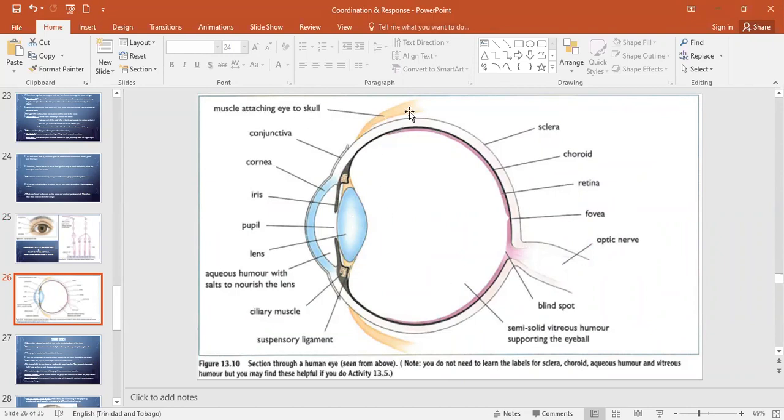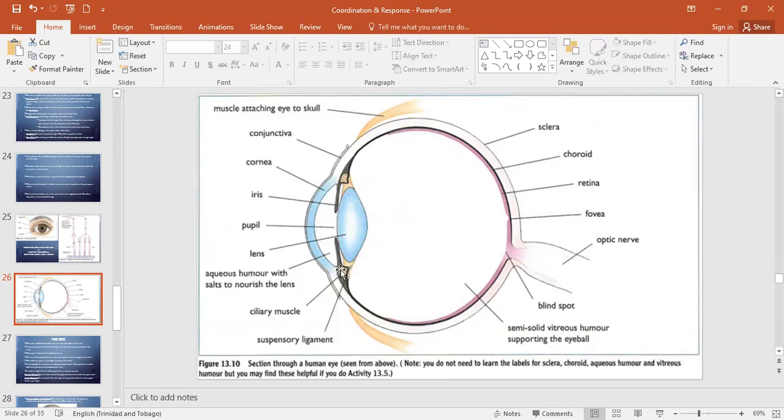The muscles attaching your eye to your skull are responsible for your eye moving up, down, left, and right. This here is your conjunctiva, this layer on the outside. This is the cornea, the hardest part of your eye. Your iris is here, which is the colored part that we just saw. The pupil is in the middle. This is the lens, which is responsible for focusing and directing light to the retina, right? The aqueous humor, with salt to nourish your lens, is around this area as well. It's produced by the tear glands.